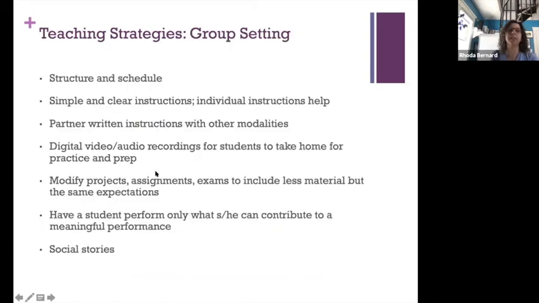Back to these points: keeping instructions simple and clear, and partnering them with multiple modalities. Like I said, preparatory materials, again, help with anxiety. And performing only what a student can.